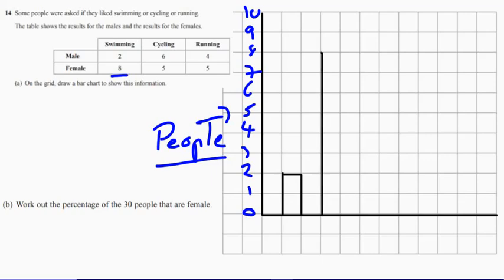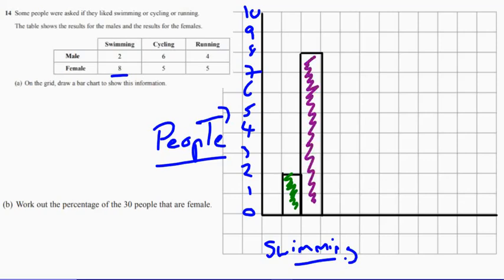Now I'm going to keep this connected together. Now I'm going to leave a little gap, because this bit that we've just done is for swimming. So I'm going to squeeze in swimming down here. There's swimming. Now what we could do is colour in the males in green. You can choose whatever colour you want to, or you could just shade them differently. Okay, just need to make them different.